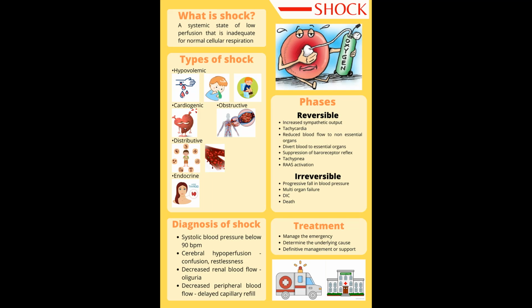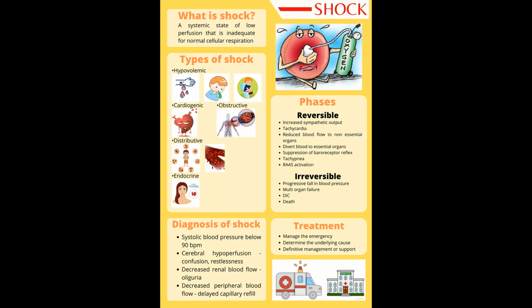Shock is a systemic state of low tissue perfusion that is inadequate for normal cellular respiration, and this results in generalized hypoxia of tissues and cells, which is the hallmark feature of shock. Shock is categorized into several types based on the mechanism or pathophysiology. The first type is hypovolemic shock.